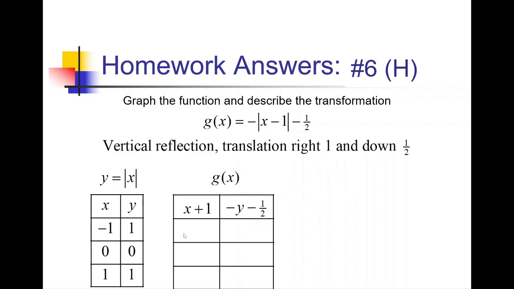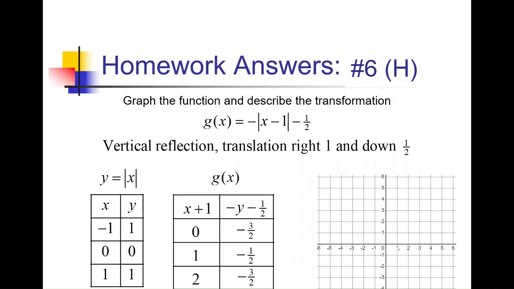negative 1 plus 1 is 0. 0 plus 1 is 1. 1 plus 1 is 2, so nothing earth-shattering going on over there. The y's are going to be a little trickier, so we have negative 1 minus 1 half. That's going to be negative 3 halves or negative 1.5, however you want to express that. And then we have negative 0, which is still 0, minus 1 half. And then 1 becomes negative 3 halves again.